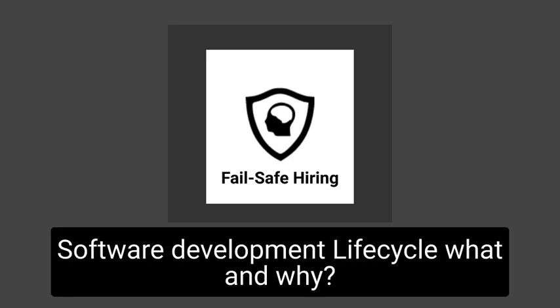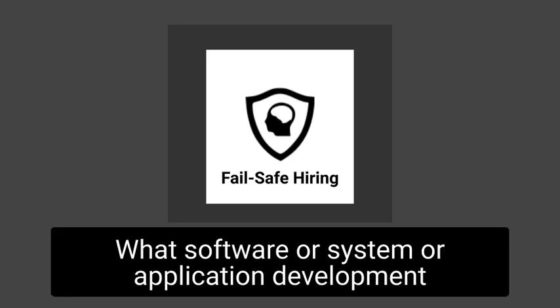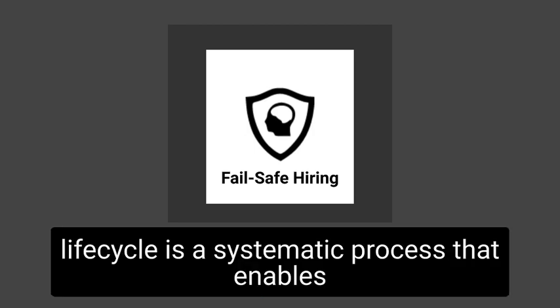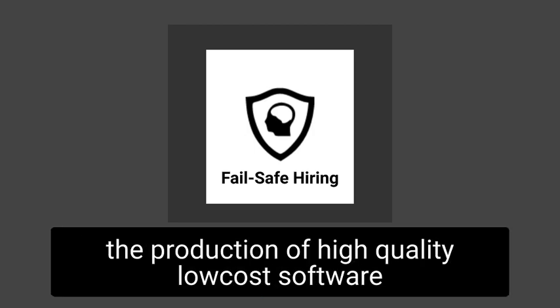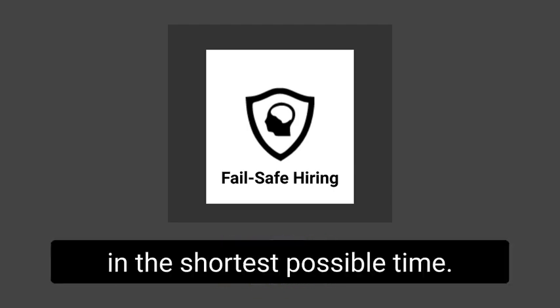Software development life cycle. What and why? What? Software, or system or application, development life cycle is a systematic process that enables the production of high-quality, low-cost software in the shortest possible time.